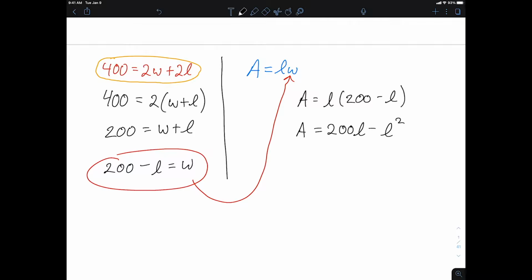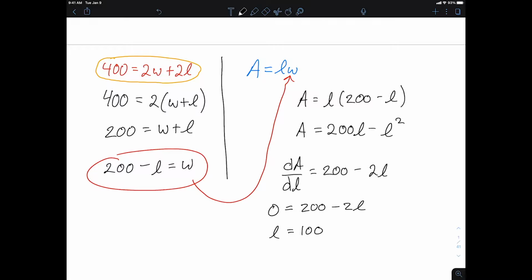So we can find dA dL, the derivative of A with respect to L, and we'll get 200 minus 2L. We can look for critical points. That derivative is defined everywhere. So our other critical point is when the derivative is equal to 0. And so we're going to look for when is 0 equal to 200 minus 2L. So we can add 2L to the other side and divide by 2, and we get L equals 100.